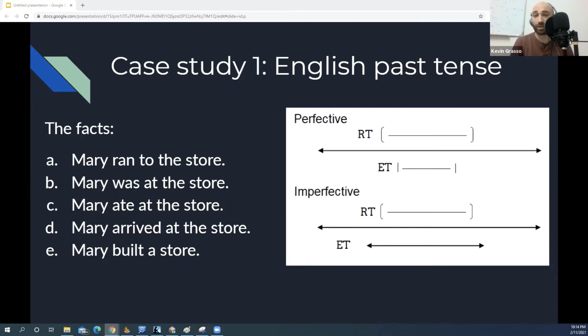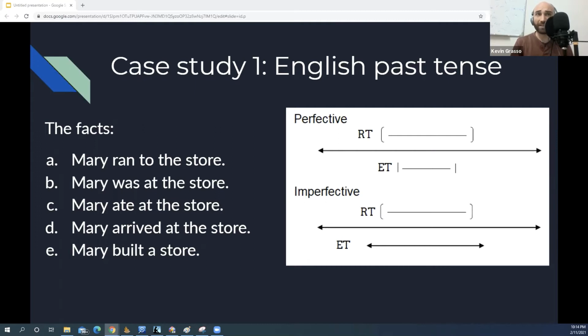Mary ate at the store. So again, this behaves exactly like B, right? Mary ate at the store. Okay, so what was Mary doing? What did Mary do at the store? She ate at the store, and in fact, I think she's still eating at the store, right? That's totally fine.